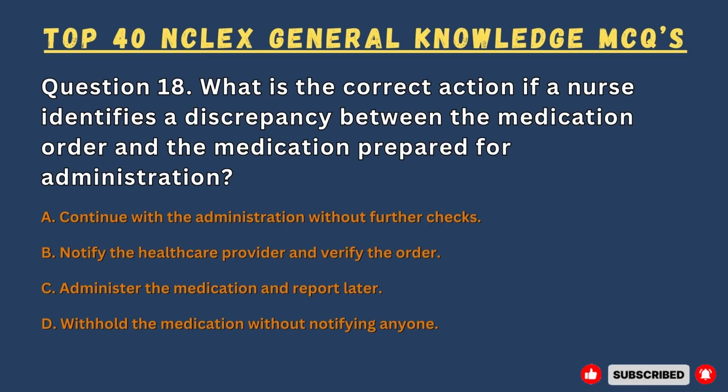Question 18. What is the correct action if a nurse identifies a discrepancy between the medication order and the medication prepared for administration? A. Continue with the administration without further checks. B. Notify the healthcare provider and verify the order. C. Administer the medication and report later. D. Withhold the medication without notifying anyone.